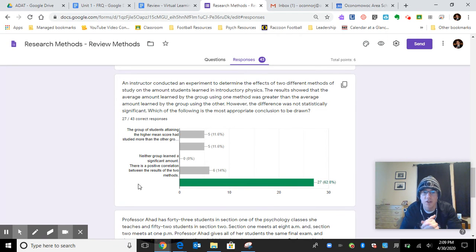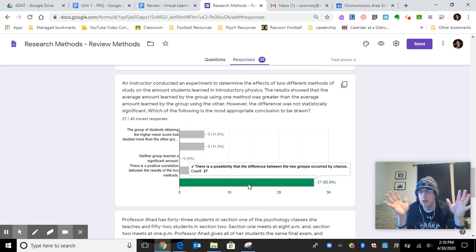The next one here, an instructor conducted an experiment to study how much students learned in introductory physics. The results show that the average amount learned by the group using one method was greater than the average learned by the other group. However, the difference was not statistically significant. If it's not statistically significant, that means there's a chance it just occurred randomly. All right, so to be statistically significant, you have to have a big enough difference where the different method had to have had an impact on that.